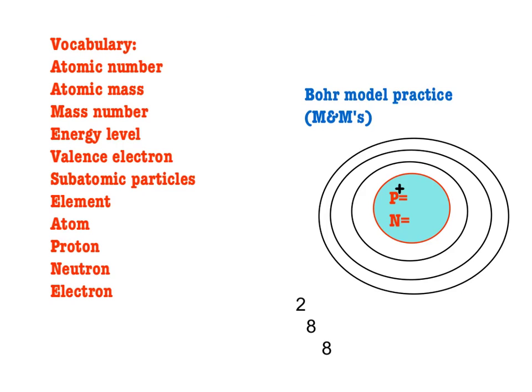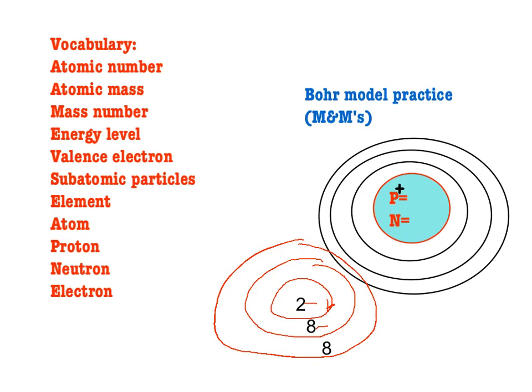And the last part of our video today is a little review with vocabulary. In your Cornell notes, make sure you include each of these vocabulary words and their definition. If you're unsure of what they mean, watch the video again and I go over every word listed. Another reminder is for our energy levels. In the first energy level, we only have 2 electrons. In the second energy level, it fills up to 8 electrons. And in the final and third energy level that we learned in 7th grade, we also have 8 electrons.